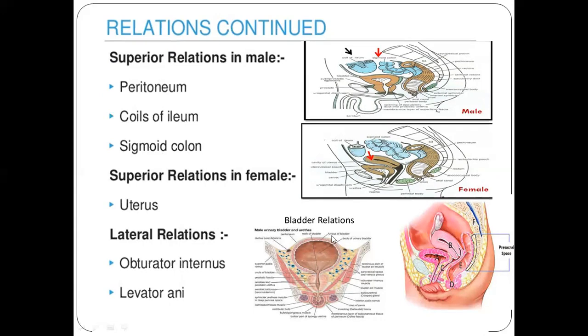Now the lateral relations. So this is a male urinary bladder. This is the prostate, and laterally it is in contact with the levator ani. So this is the levator ani laterally, and this is the obturator internus. So the levator ani and obturator internus are present in the lateral relations of the bladder.